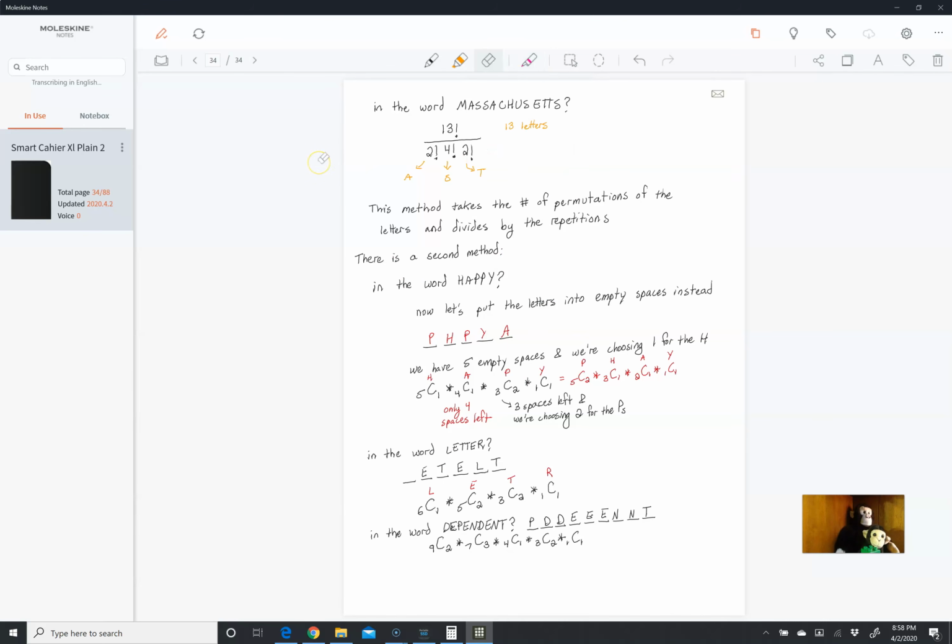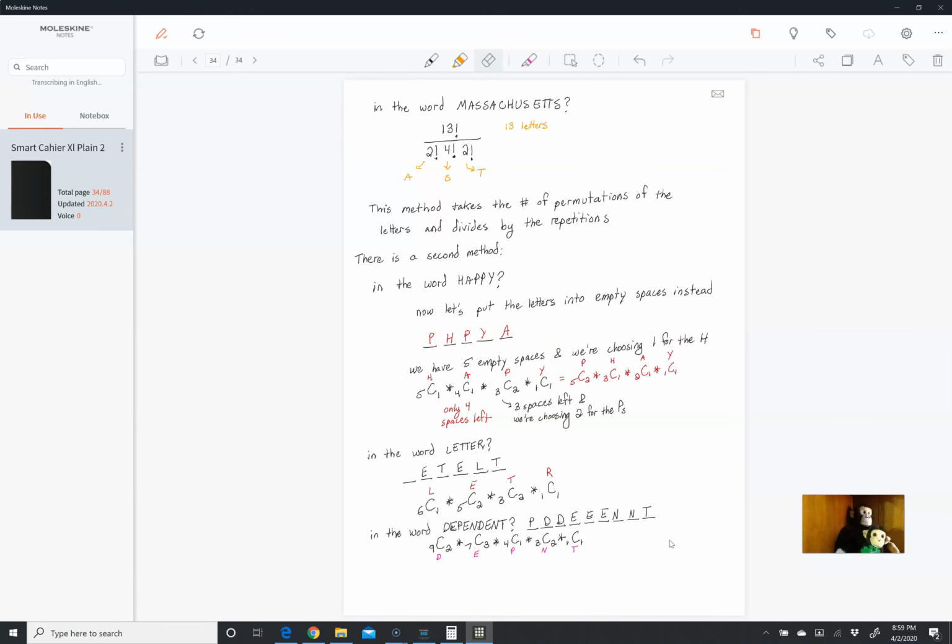So again, the order doesn't matter, but what we did is we did the D first, then the E, then the P, then the N, then the T. It does not matter, okay? This will look a little bit different if you change the order. For example, if we did the P first, it would be 9C1. That's okay. Ultimately, when we multiply, it winds up the same, okay?